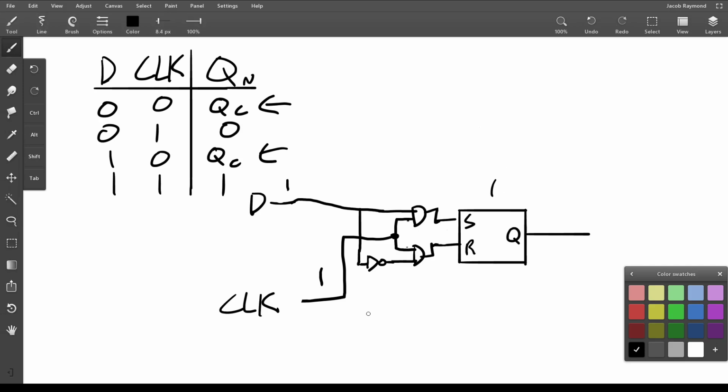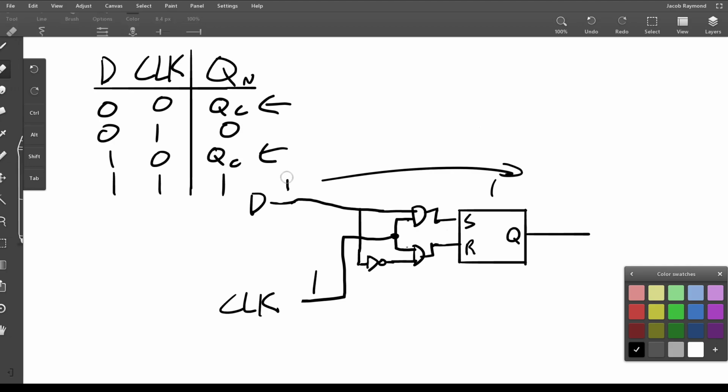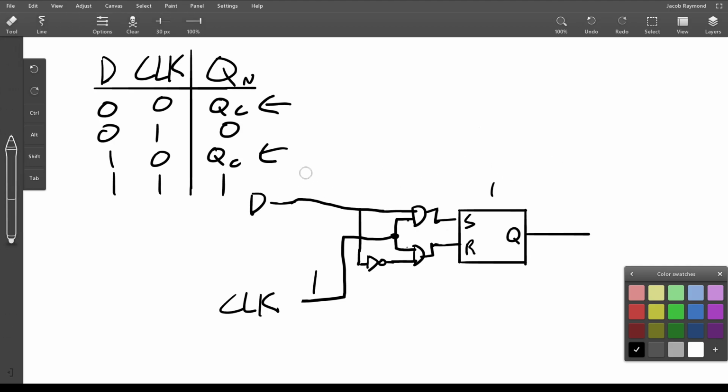Which is a little bizarre, right? You might want to say, okay, I'll give you some data, and then the moment that I turn the clock to 1, not whenever the clock is 1, but exactly when I change the clock from a 0 to a 1, I want you to take whatever D is and write it in. And if I change D after that, just ignore it. That is a rising edge D flip-flop.